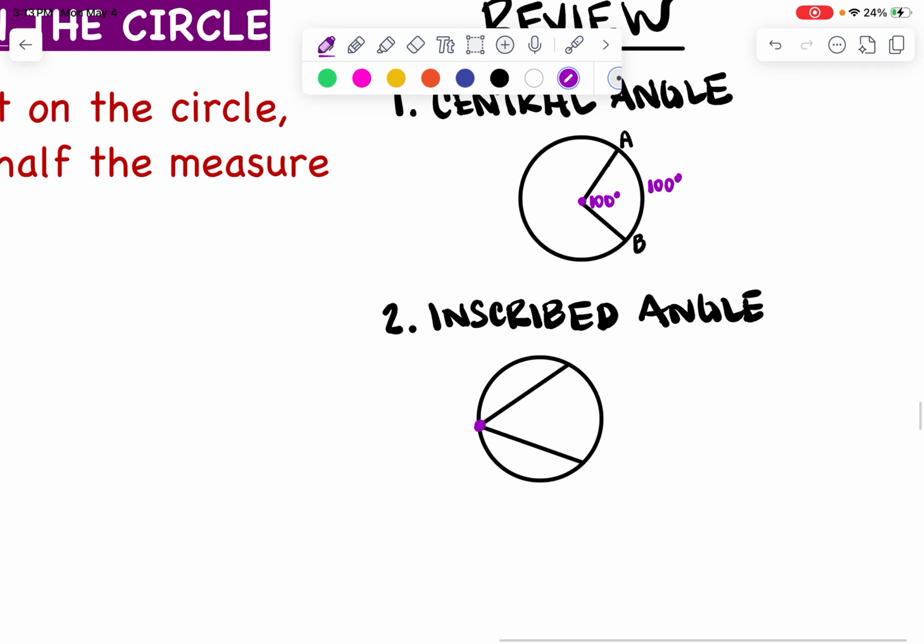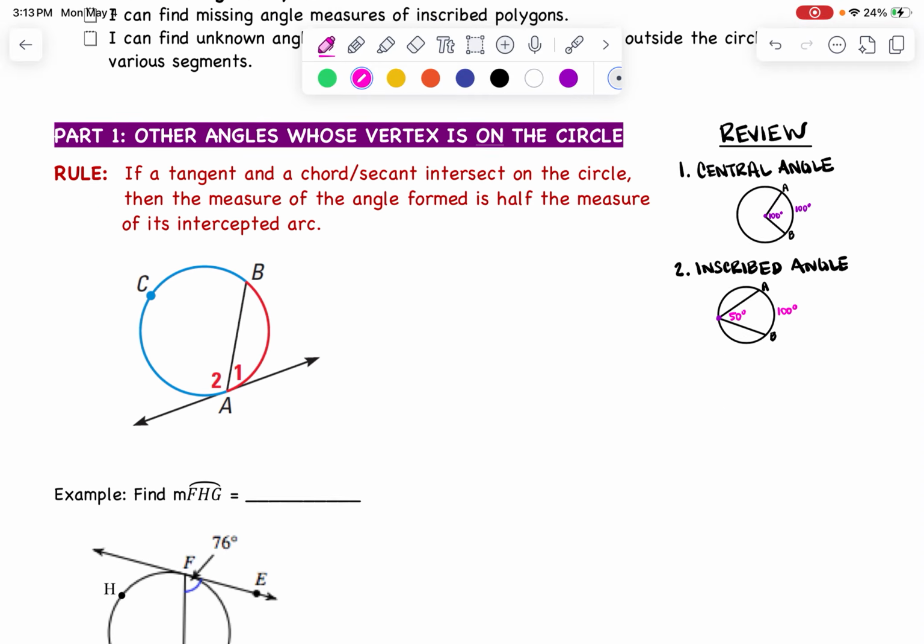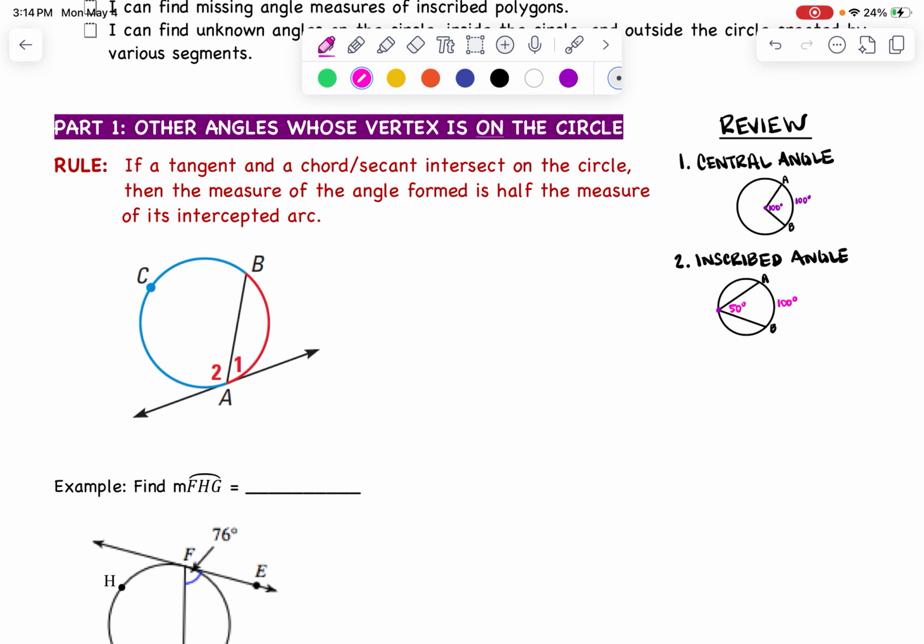So the vertex is on the circle. Again, I'll just call this arc AB. If I told you that this was still a 100-degree arc, then we know that the measure of the inscribed angle is half of that intercepted arc. Whenever the vertex is on the circle, it's always going to be half of the intercepted arc. The reason I wanted to review that is because we're going to learn 3 rules today.